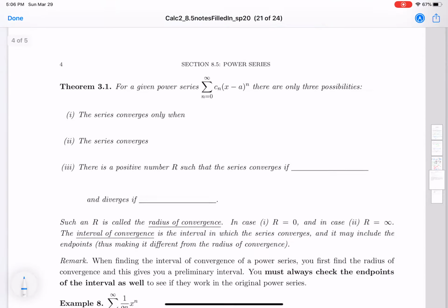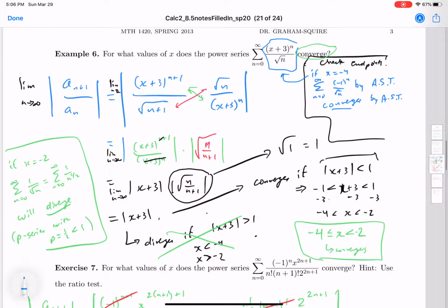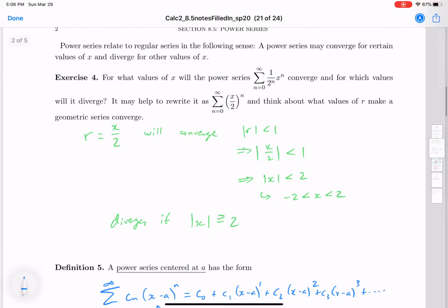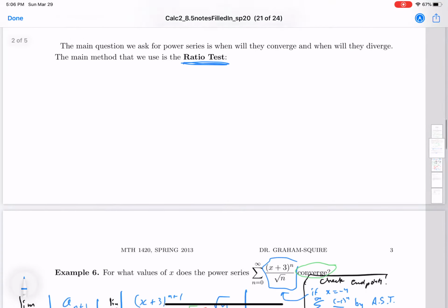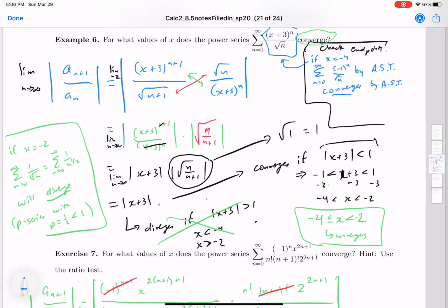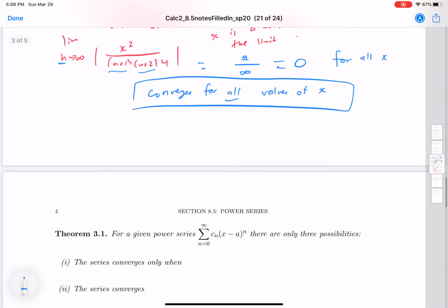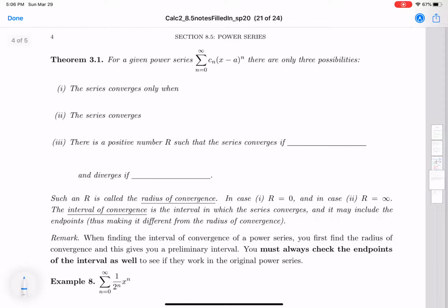So we've just seen a couple examples, and in our first example that we did with the geometric series, we found that for certain values of x, it was going to converge, others was going to diverge. For our second example, we had some converging, some diverging, and we had to check the endpoints to make sure. And then in exercise 7, it was always converging. And it turns out that there's actually 3 possibilities for any given power series.